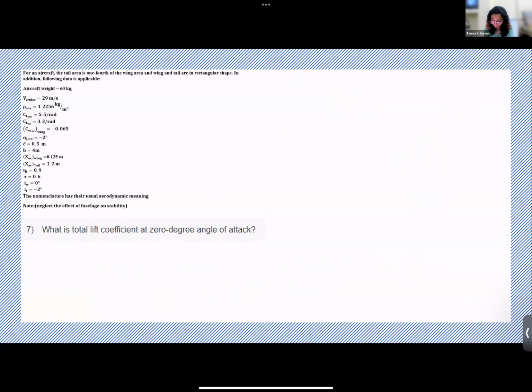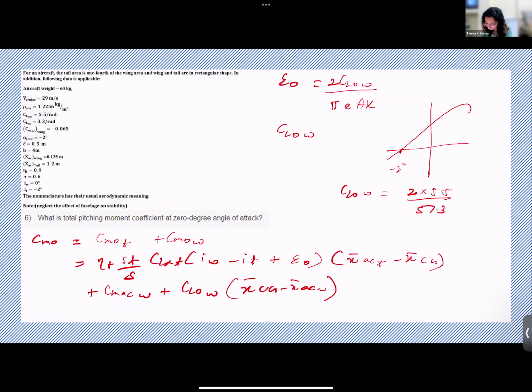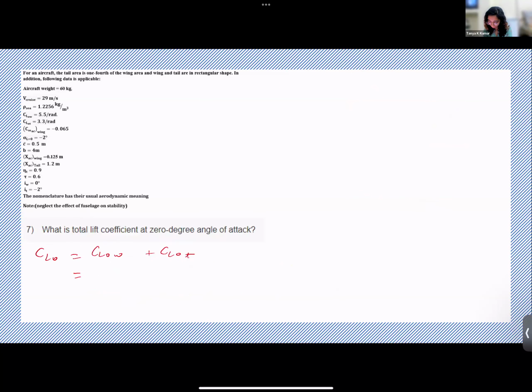Then, what is the total lift coefficient at 0-degree angle of attack? CL naught. Again, contribution of the lift of the tail and a wing. CL naught of the wing is nothing but, you already have the value, we've calculated it here. This one, right? Plus CL naught of the tail will be eta tail ST upon S CL alpha tail wing setting angle minus tail setting angle plus epsilon naught. Right? So this is the final answer. All right.